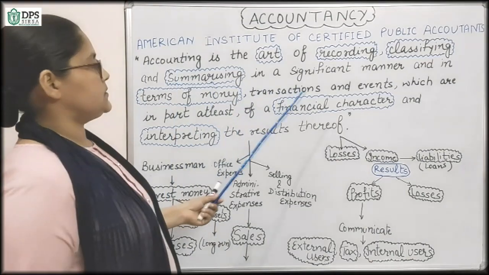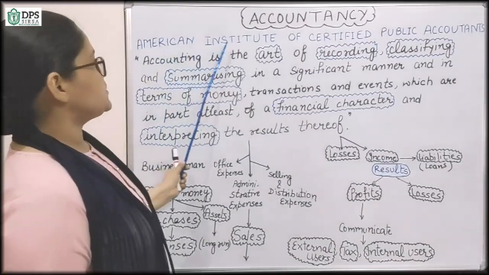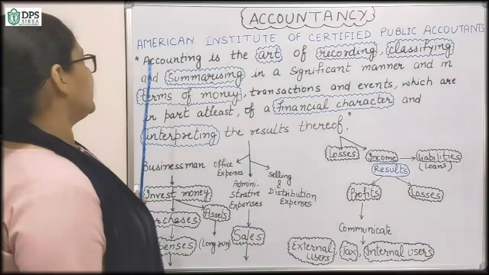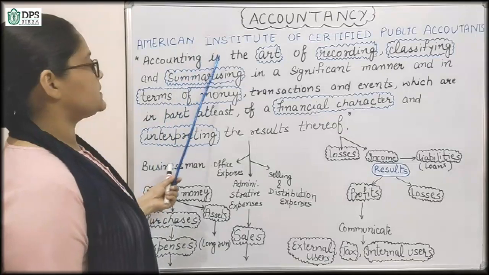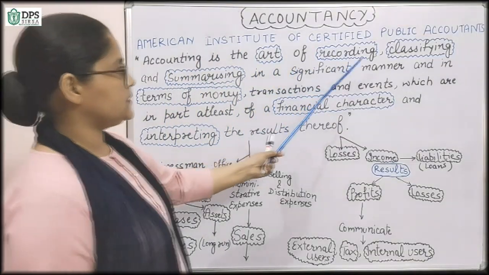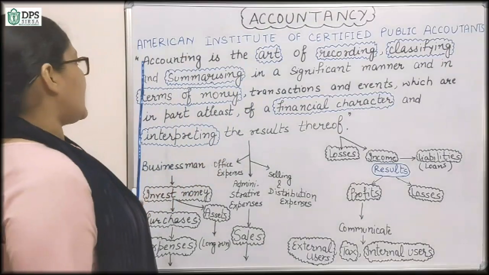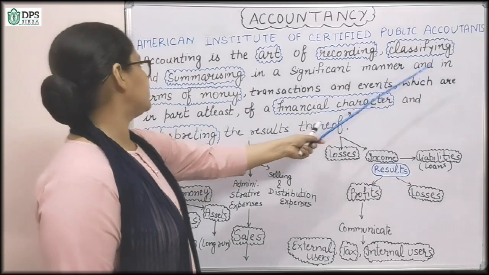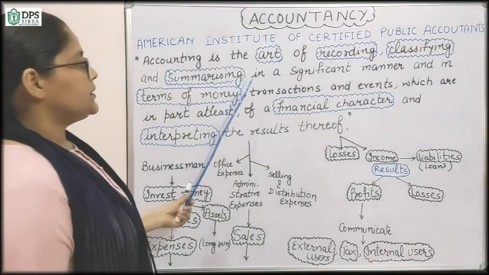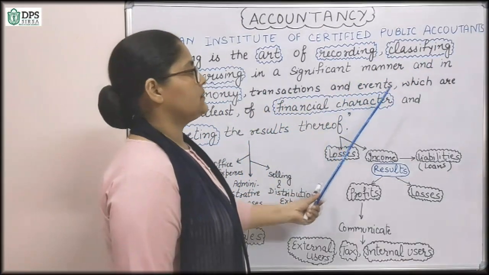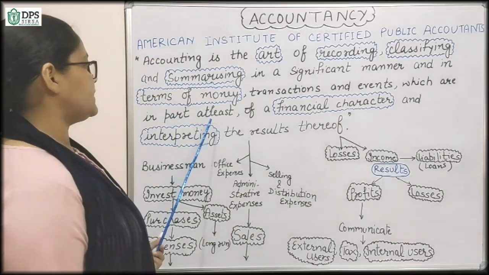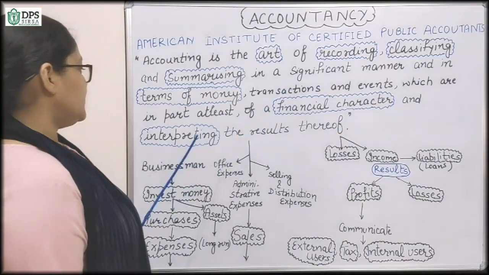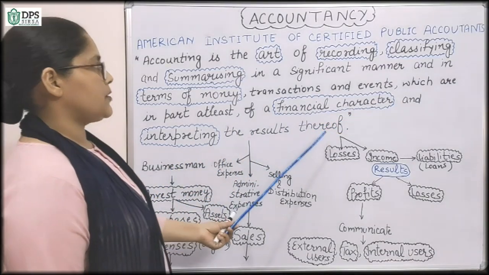This is the definition given by the American Institute of Certified Public Accountants, and it says accounting is the art of recording, classifying and summarizing in a significant manner and in terms of money, transactions and events which are in part at least of a financial character and interpreting the results thereof.